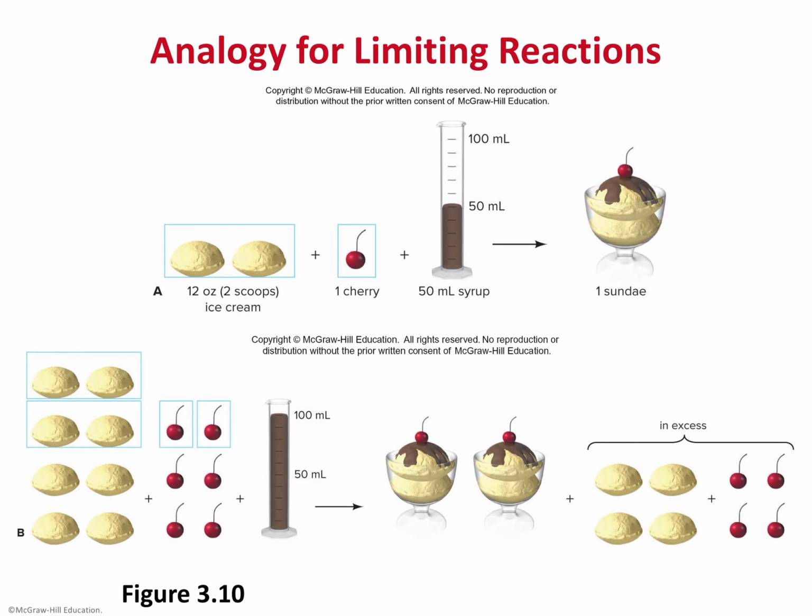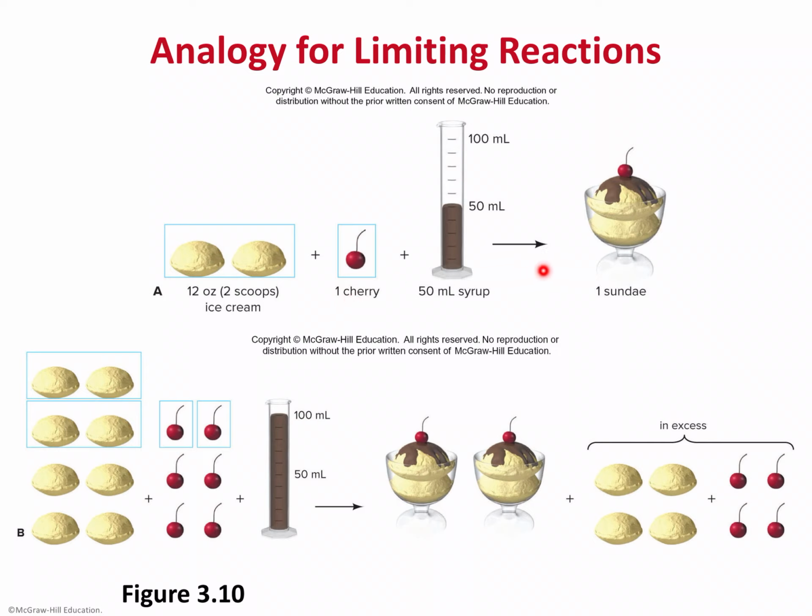Now we're going to make a perfect sundae. In order to make a perfect sundae, these are the ingredients we need. We need 2 scoops of ice cream, 12 ounce. We need 1 cherry, and you need a 50 milliliter syrup.